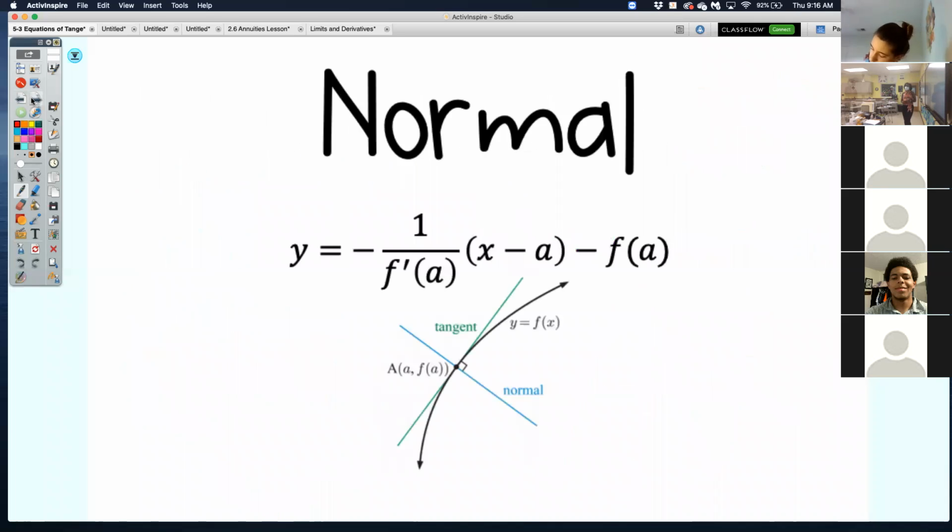Now let's talk about the normal line, okay? The normal line and its respective equation is what you see here. Let's make that change. That should be a plus there, not a minus. Should be a plus there. And here's the visual for it as well.